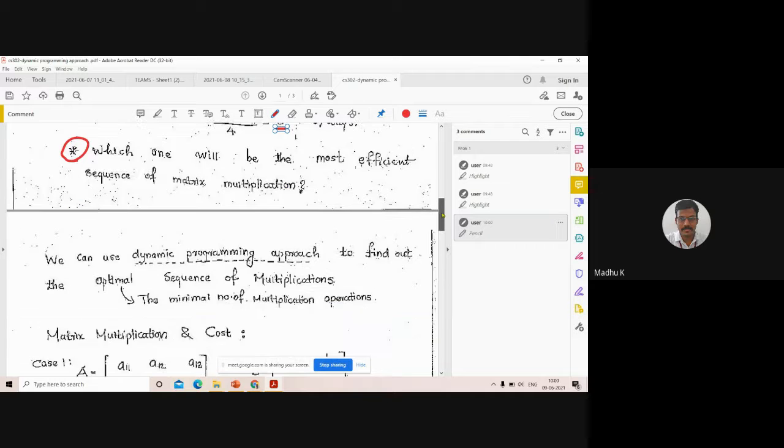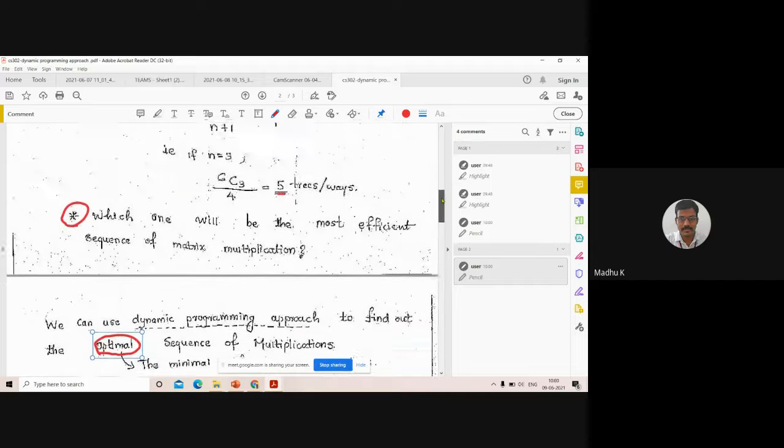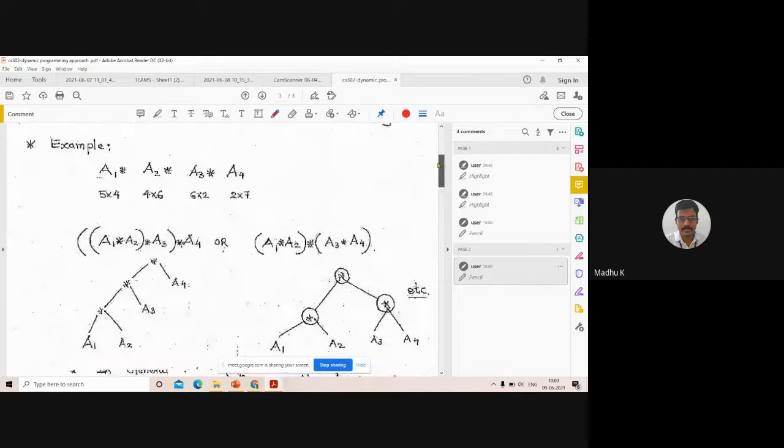So we can use a dynamic programming approach to find the optimal sequence of multiplication. What is meant by optimal here? The minimal number of scalar multiplication operations needed. So this is about the chain matrix multiplication problem.